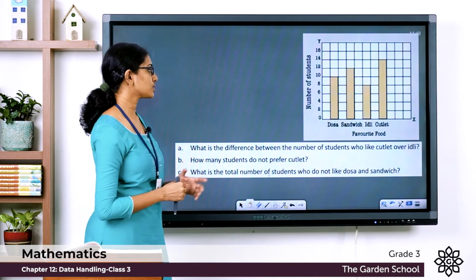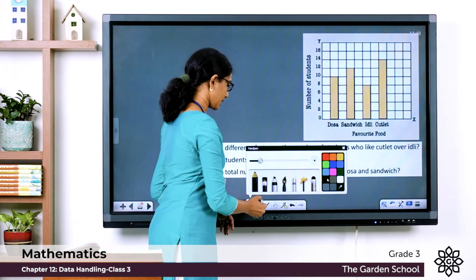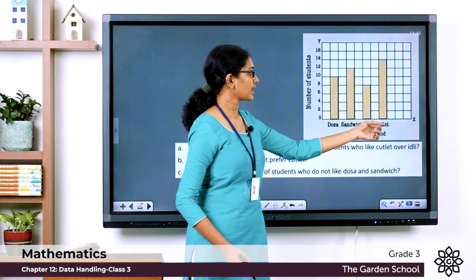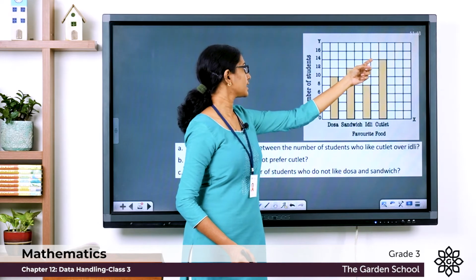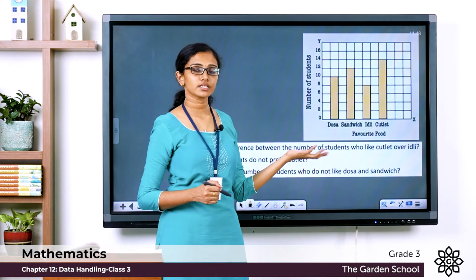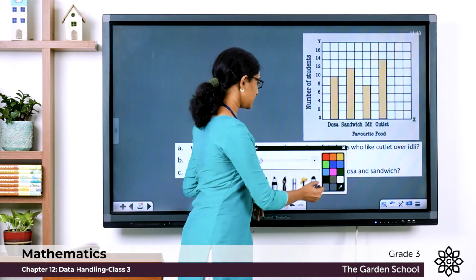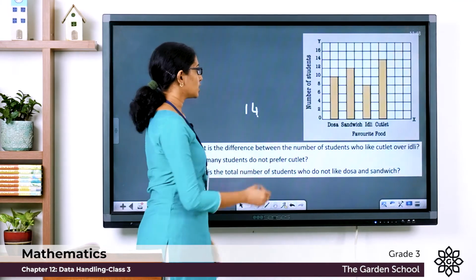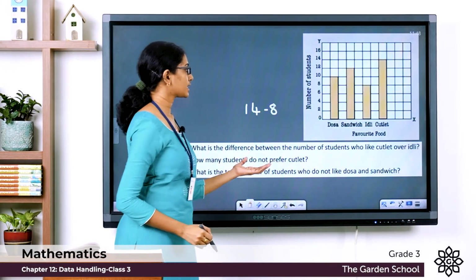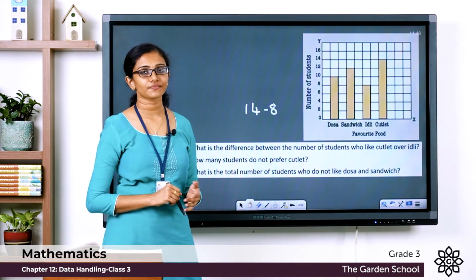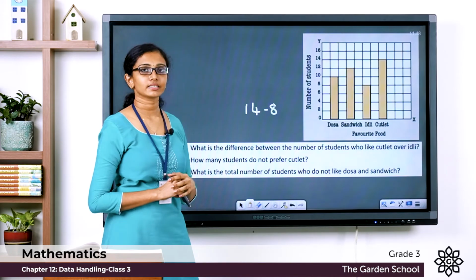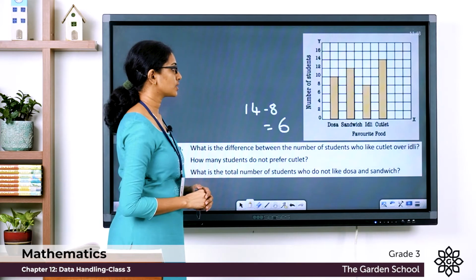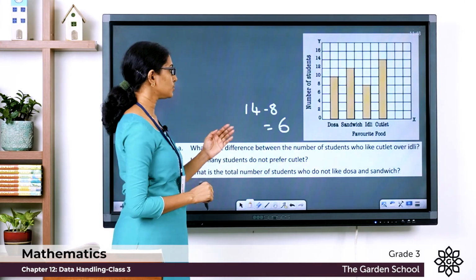So what is the number of students who like cutlet? The number of students who like cutlet is corresponding to the height of this bar. So here we have cutlet. This rectangular bar has a height corresponding to the number 14. So cutlet is the favorite food of 14 students, whereas idli is the favorite food of 8 students. So how many more students like cutlet over idli? That would be the difference of these two numbers, 14 minus 8, and that is equal to 6. So the difference between the number of students who like cutlet over idli is equal to 6.